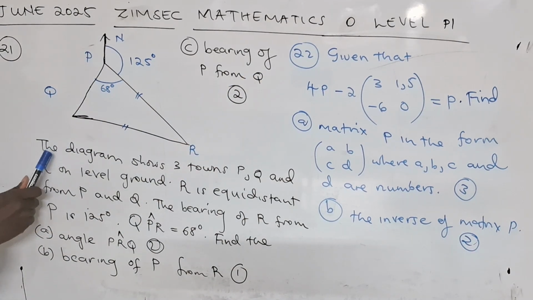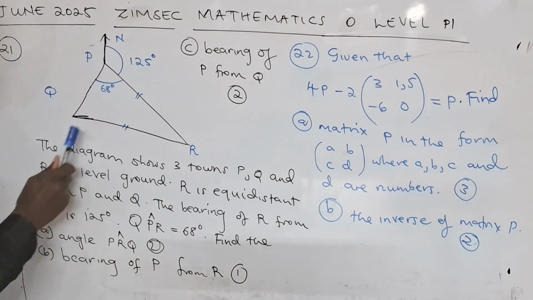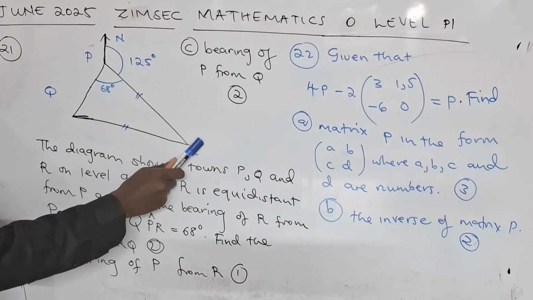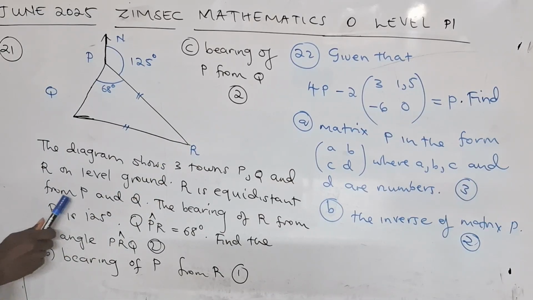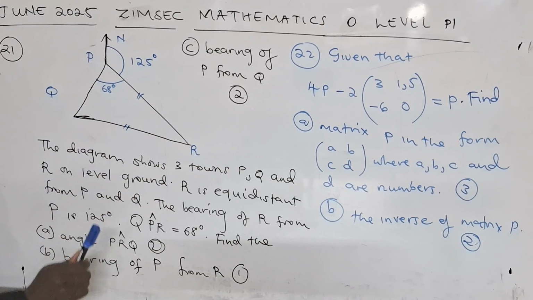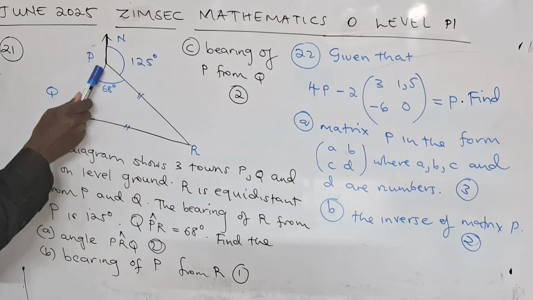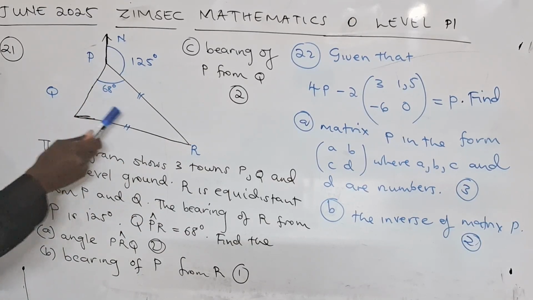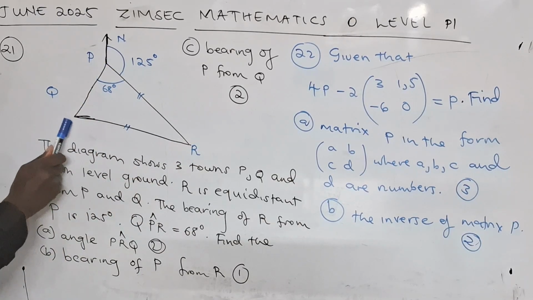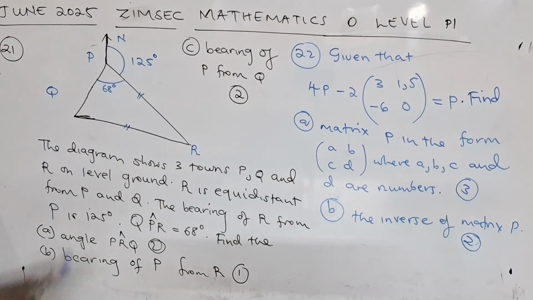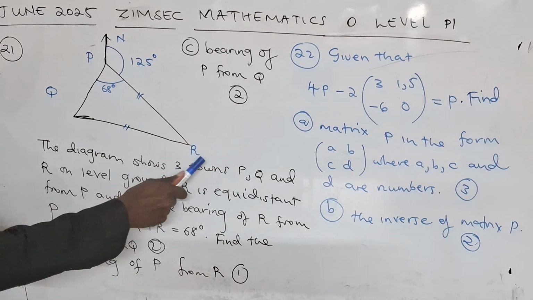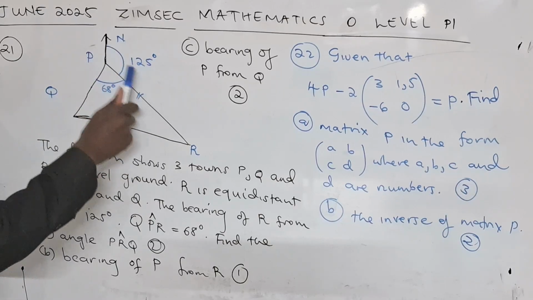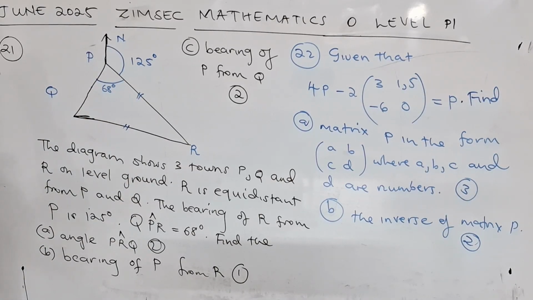If you check, the diagram shows three towns, P, Q, and R, on level ground. R is equidistant from P and Q, which means PR is equal to QR, as indicated on the diagram. The bearing of R from P is 125 degrees.